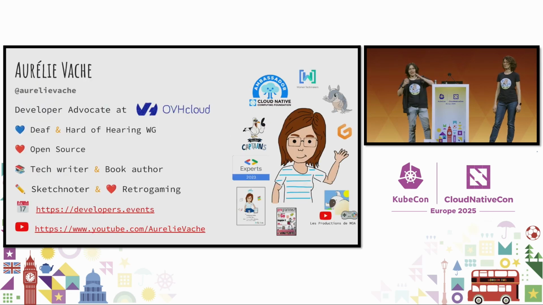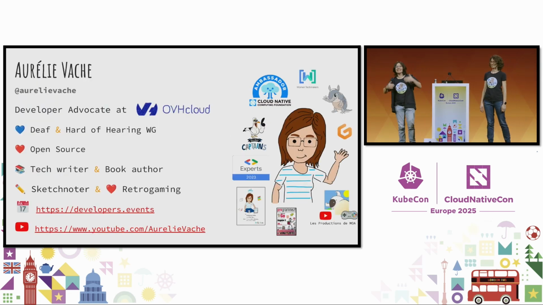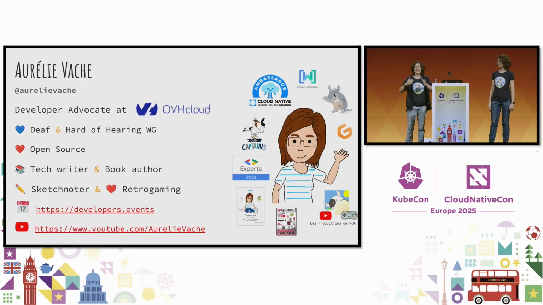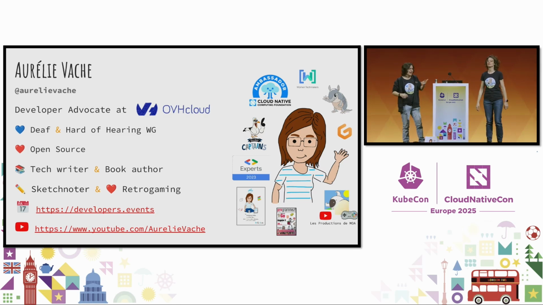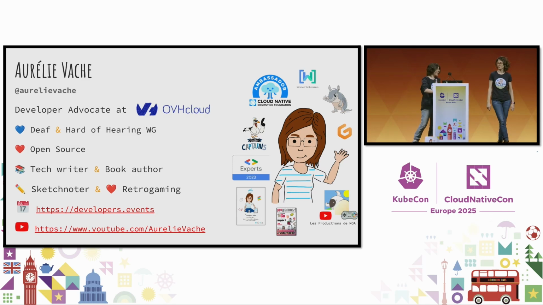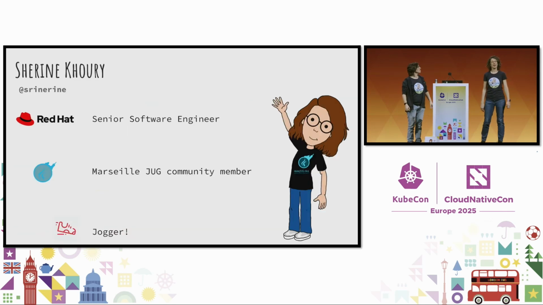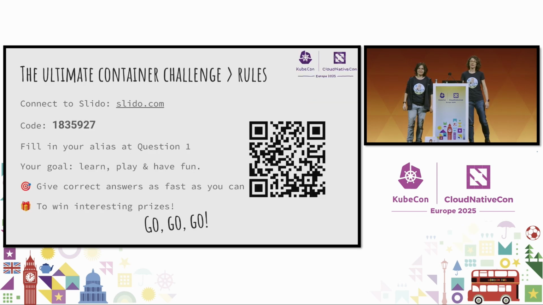Hi, so I'm Aurélie Vache. I'm a developer advocate at OVHcloud on cloud-native, Kubernetes, and on infrastructure as code. And you? And I'm Sherine. I've done a lot of different things around the tech world. Today, I'm at Red Hat, and I work on the OpenShift stack. So, are you ready? Yeah.